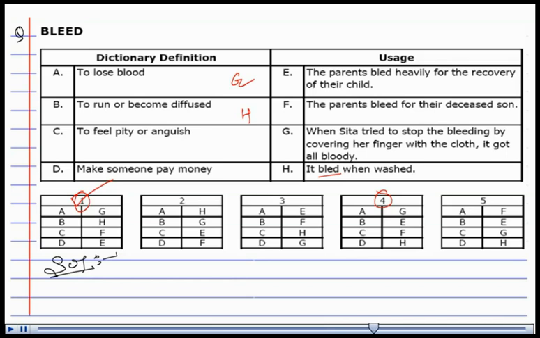Here, C will relate to F, which is the parents bled for their deceased son. Here, the word bleed means to feel pity or anguish. Similarly, D matches with E, which says the parents bled heavily for the recovery of their child. Here, the recovery of the child needed payment or money. Here, they bled as to make someone pay money. So, the correct answer is option number 1.